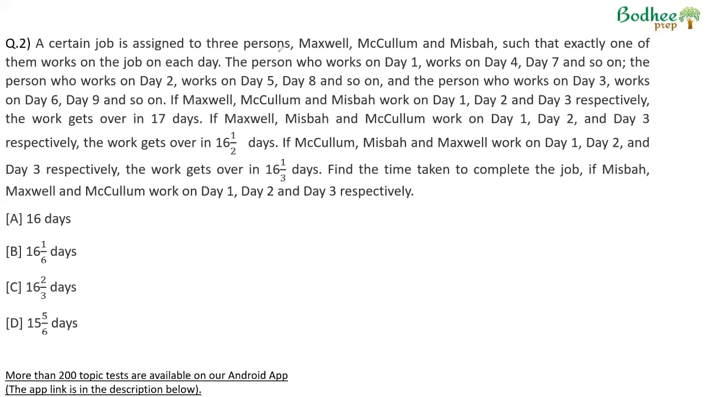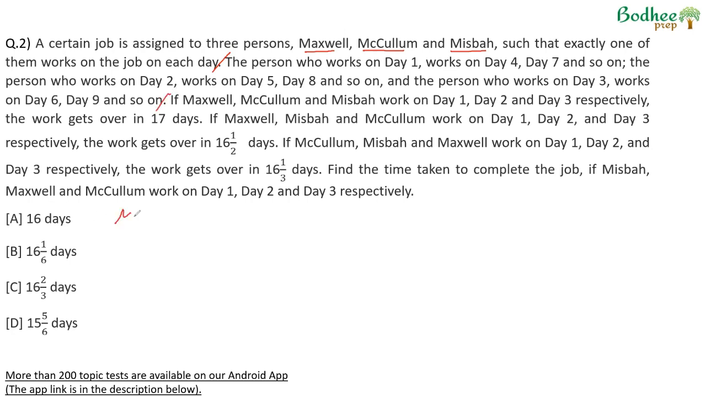A certain job is assigned to three persons, Maxwell, McCullum, and Misbah, such that exactly one of them works on the job each day. The person who works on day 1 works on day 4, day 7, and so on. The person who works on day 2 works on 5, 8, and so on. So in a way, alternate days 1, 2, 3, 1, 2, 3, 1, 2, 3. The person on day 3 works on 6, 9, and so on.